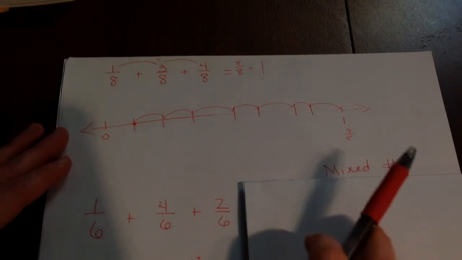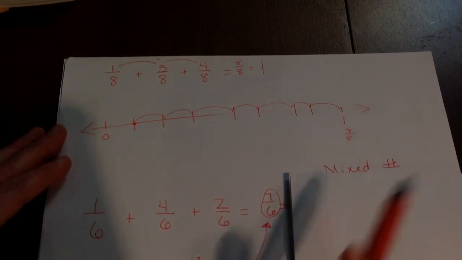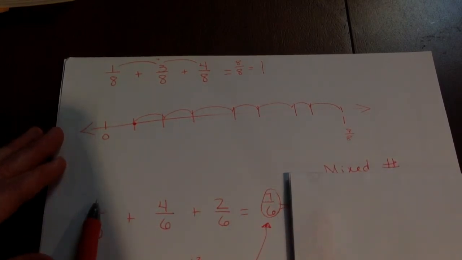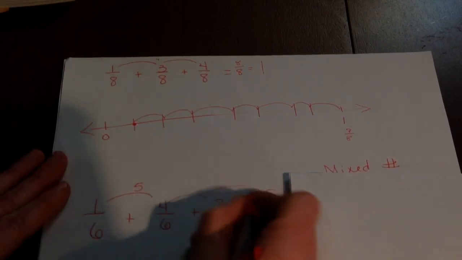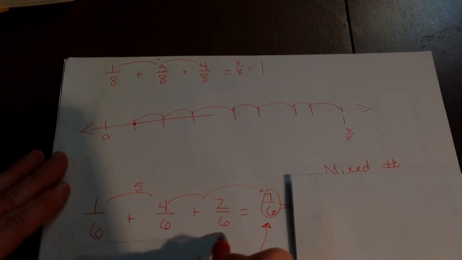So if you added all of this up without a number line, you probably got 7/6 because you said 1 plus 4 is 5 and 5 plus 2 gives me 7. And we never add up denominators. We keep the 6. So I have 7/6.